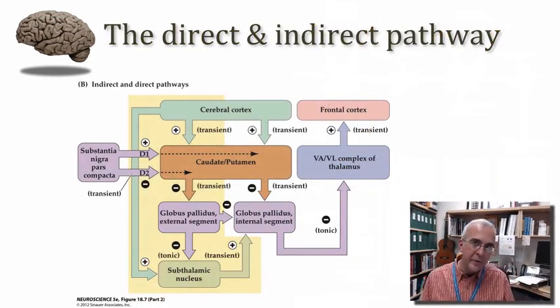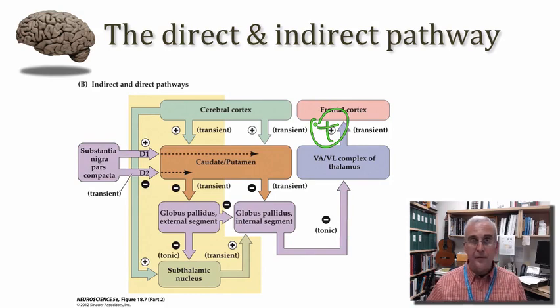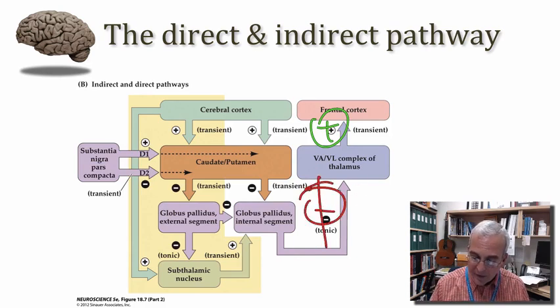Okay, now let's put together the direct and the indirect pathway and see how they function. The direct pathway, as I just illustrated for you, facilitates the activation of the frontal motor cortex. The indirect pathway works to suppress the activation of the motor thalamus and therefore the output of the motor cortex. So the indirect pathway then would reinforce the tonic inhibition that clamps down the activity of the motor thalamus.